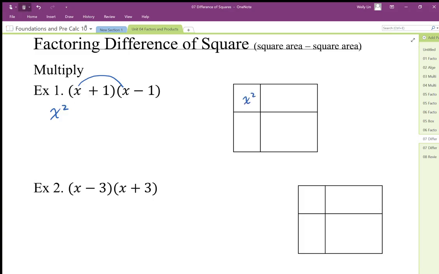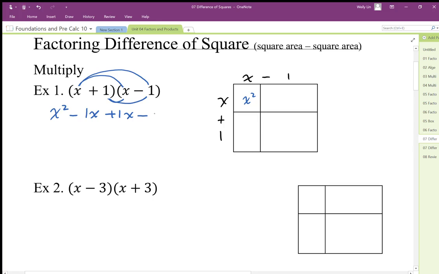I should just write this out. X minus 1, x plus 1. So when I multiply first outside, I get negative 1x. Inside, positive 1x. And last, I get negative times positive, so I get negative 1. So this becomes negative x. This is positive x. Negative 1 times positive 1 gives me the minus 1.